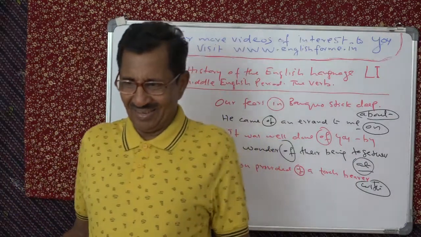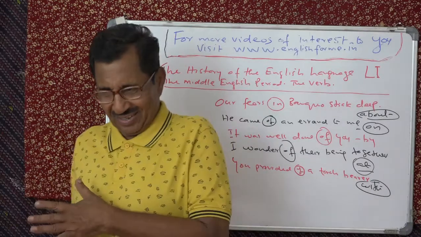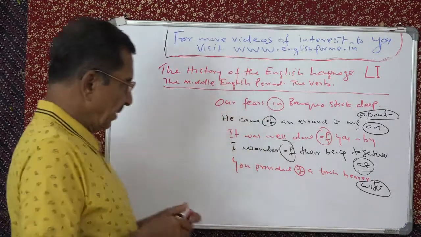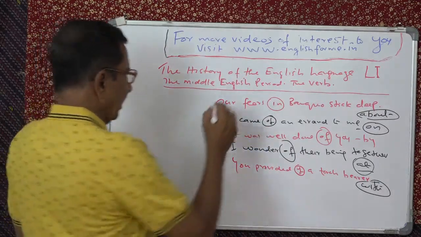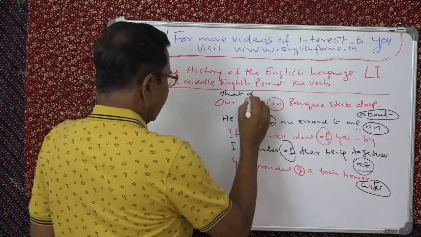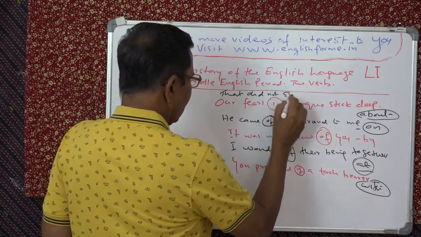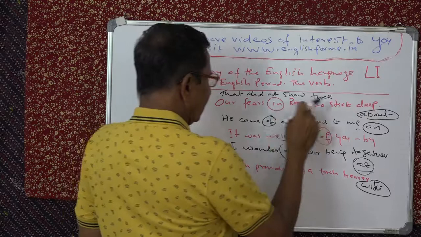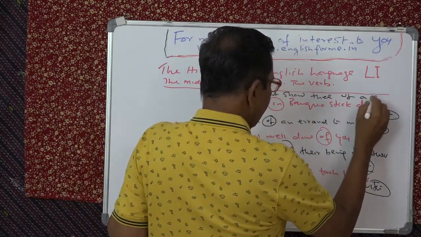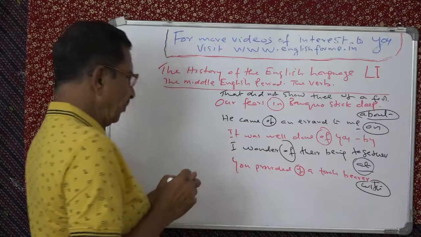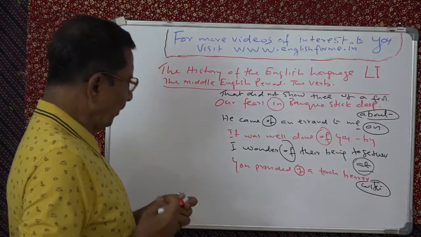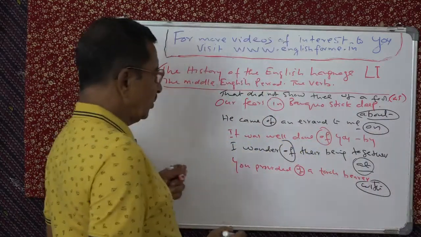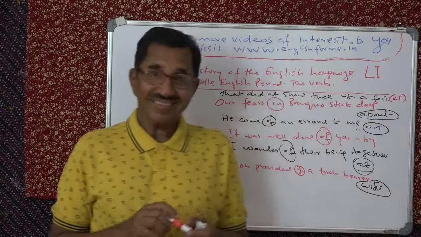That is from Middle English to Modern English. That did not show thee of a fool. Another one. See, yesterday we had this. That did not show thee of a fool. So of is here used for as. That did not show thee as a fool. Did you get that?